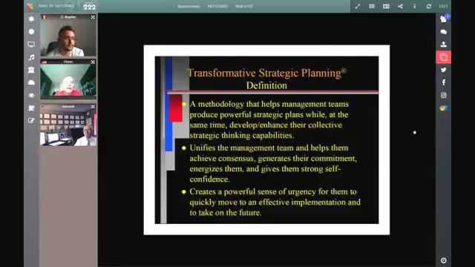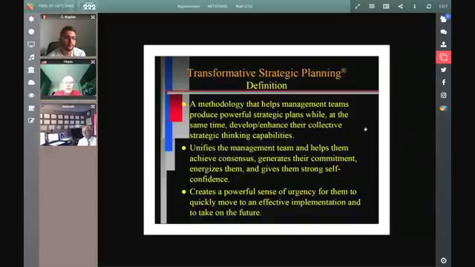And the definition, again, allow me to read it, is a methodology that helps management teams produce powerful strategic plans while at the same time developing and enhancing their collective strategic thinking capabilities. I had a student that is now a partner at Ernst & Young, I believe, and talking with me said, Dr. Flores, I have tried to teach my people to learn how to think strategically for many, many years, and I still can't make it. Well, you need a variety of qualities and knowledge to get this kind of thing in people, but this has to be there.